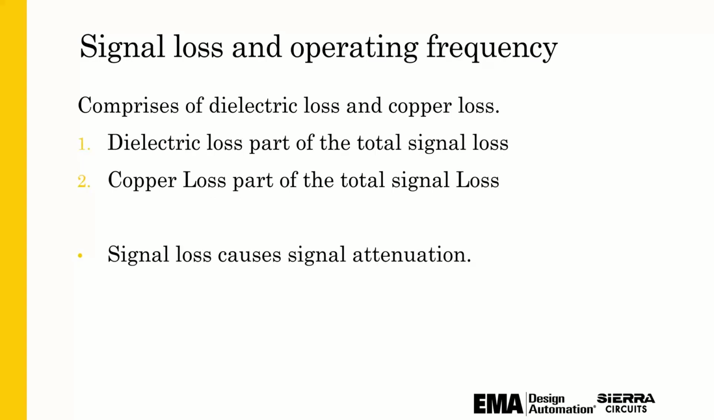Signal loss and operating frequency. So this comprises dielectric loss plus the copper loss. So signal loss causes signal attenuation. That's why this is important. Dielectric materials are made up of polarized molecules. These molecules vibrate in the electric field generated by time-varying signals on the signal traces. This heats up the dielectric and results in dielectric loss, part of the signal losses. So again, signal losses increase with frequency. The loss can be minimized by using a material that has a lower dissipation factor.